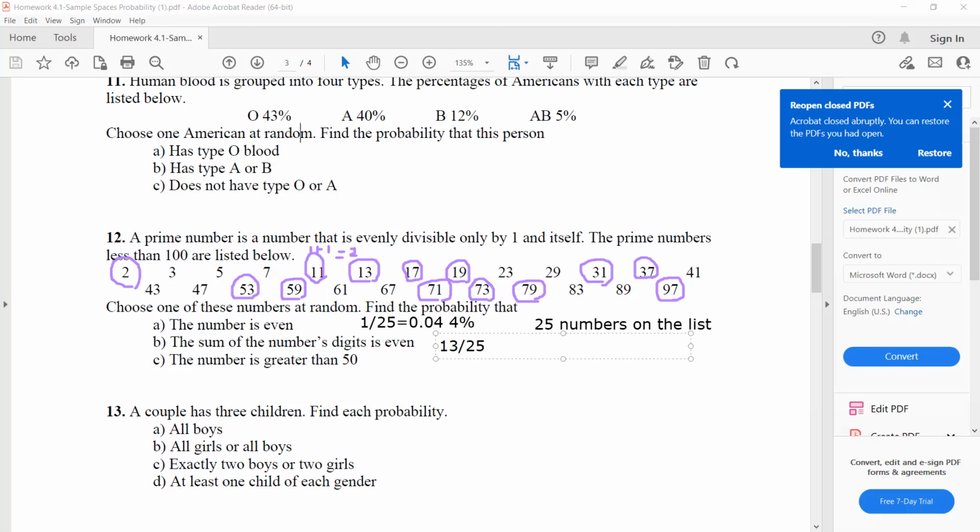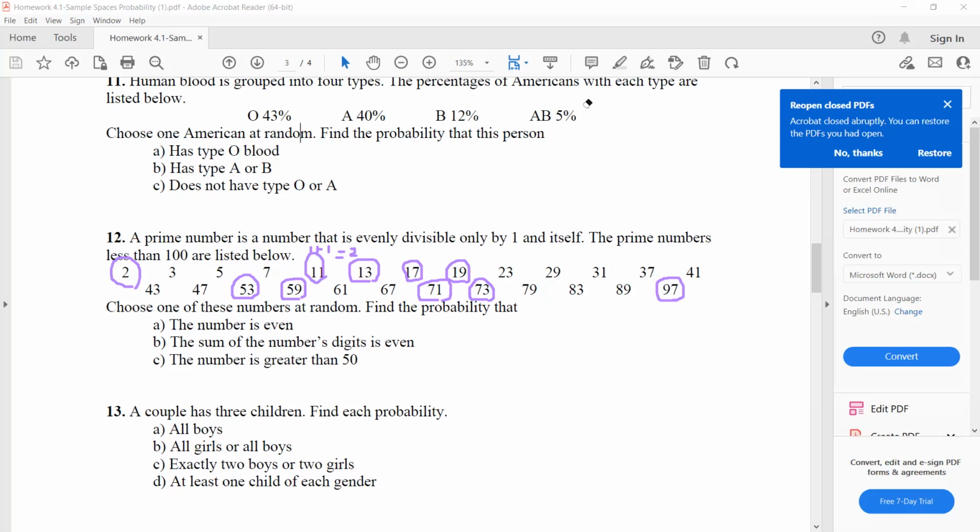So we can't reduce this fraction, but we do get a percentage for it, and that comes out to 52%. So 52% is our percentage. We can write this as 0.52 if we want the decimal. Okay, good job.